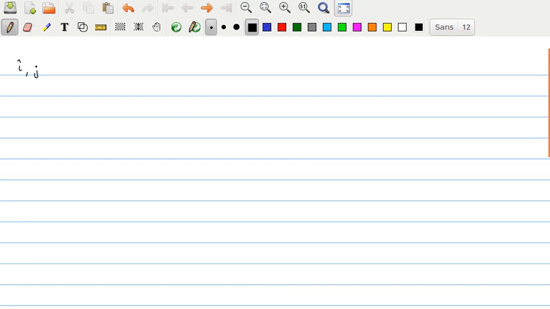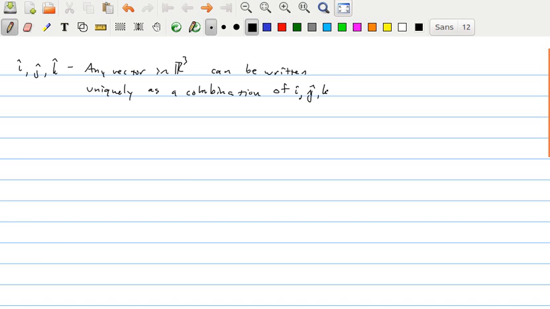The unit vectors i, j, and k are special in that any vector in R3 can be decomposed as a combination of these three. So it can be written uniquely as a combination of i, j, and k. Now, any set of vectors that has this property, where any vector can be written as a unique combination of these, is called a basis.